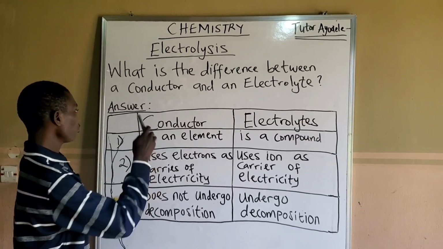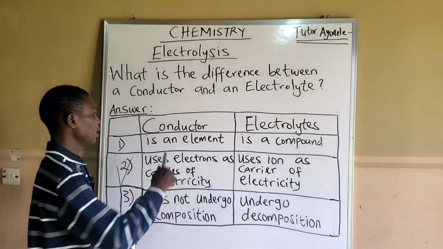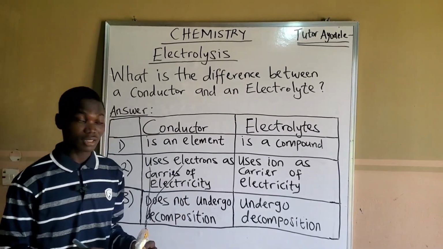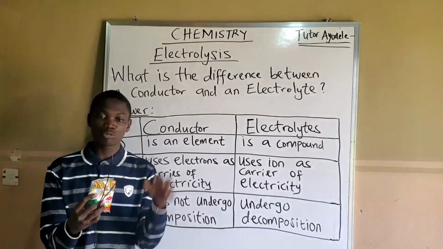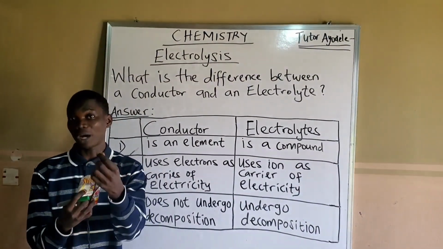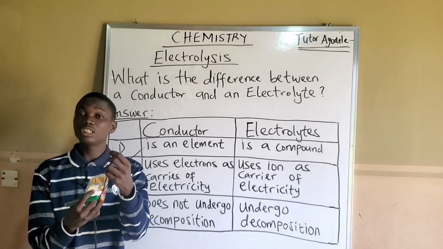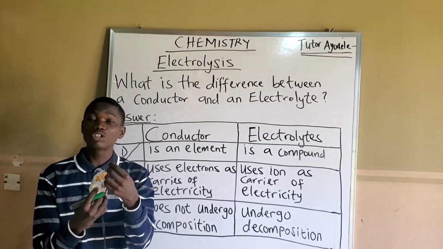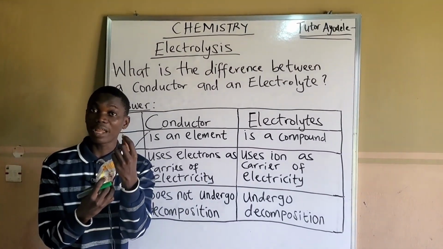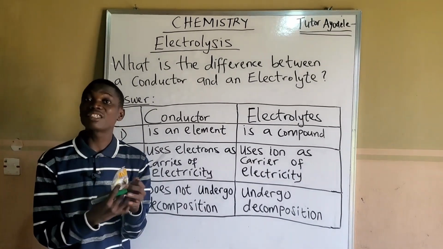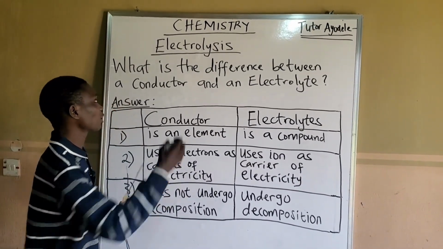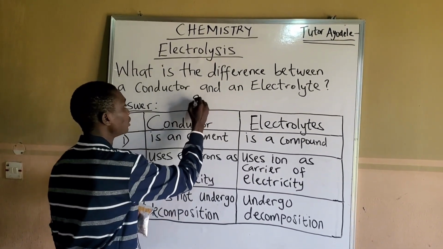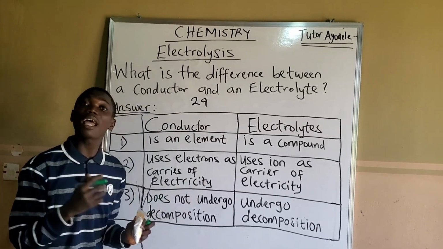The number one difference is that a conductor is an element. If you look at this wire, it is made up of copper. Is copper not an element? It is an element. This is a copper wire. Copper is number 29. That is the atomic number of what? 29. So it is an element.